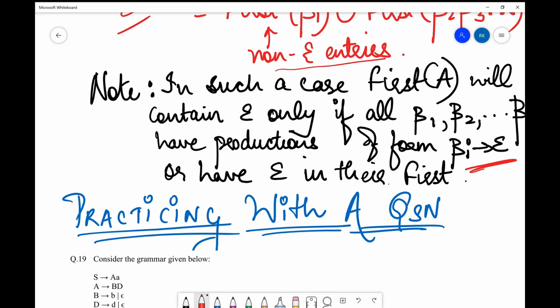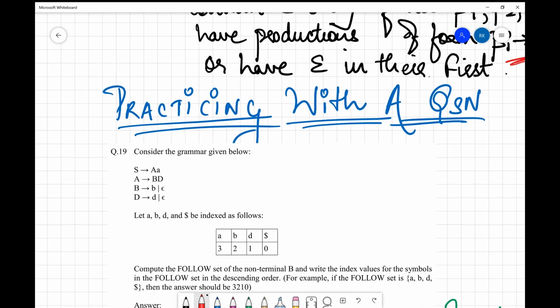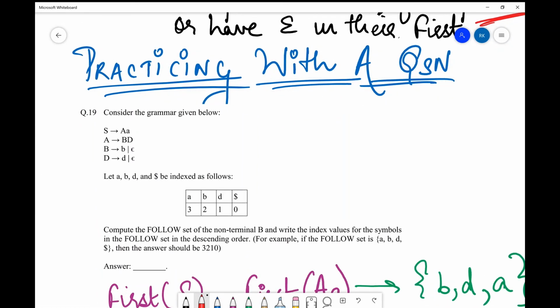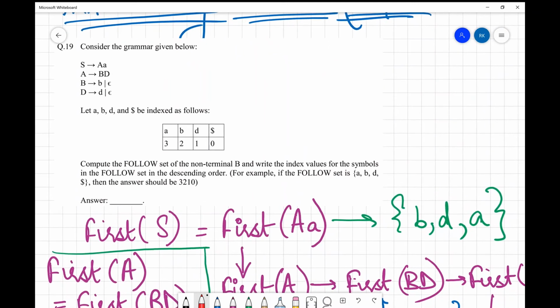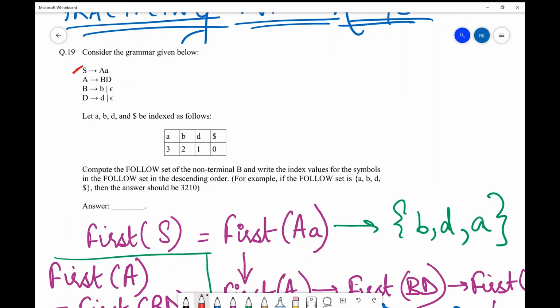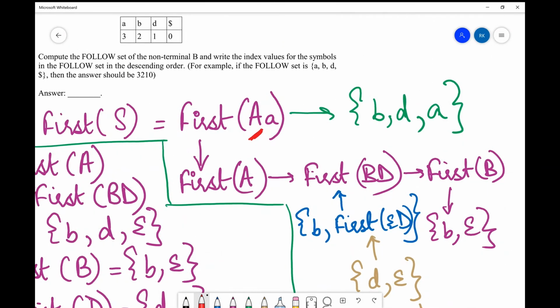Let's practice this quickly with an example. We have this GATE 2019 question over here. Basically they wanted us to find follow, but we'll just solve this for first right now. So when I find first of S, which is the first non-terminal over here, the first of S is first of the right hand side, which is first of AA. Now first of AA, again that will be first of A, right? So it's always better to draw a cycle like this.